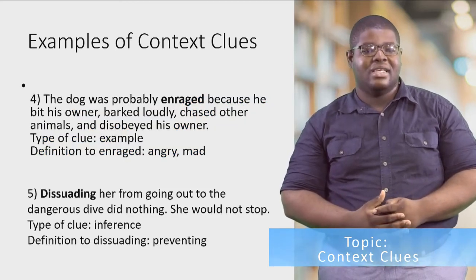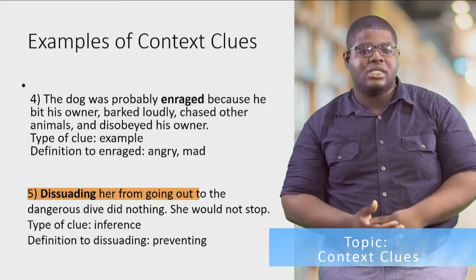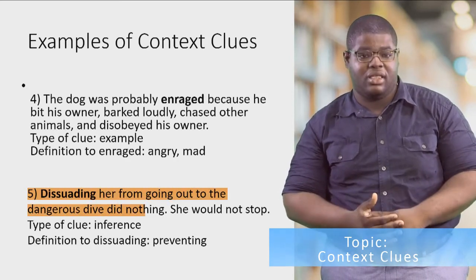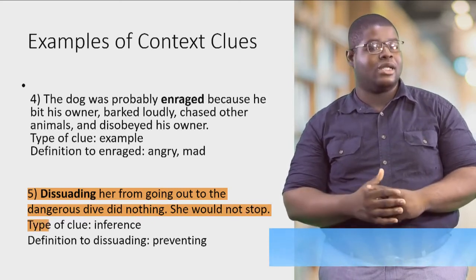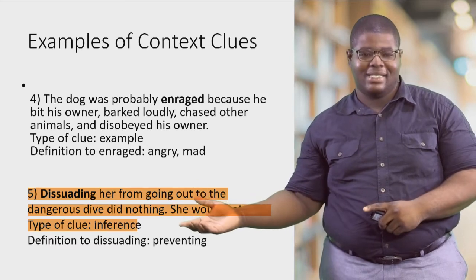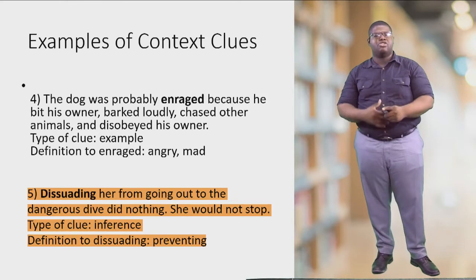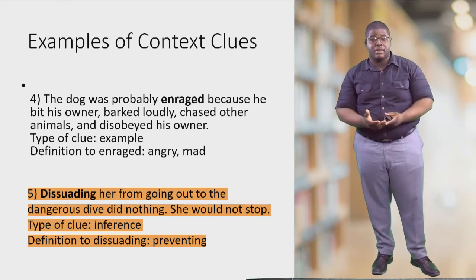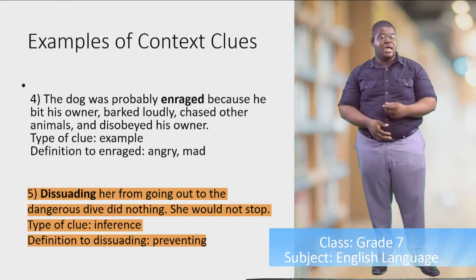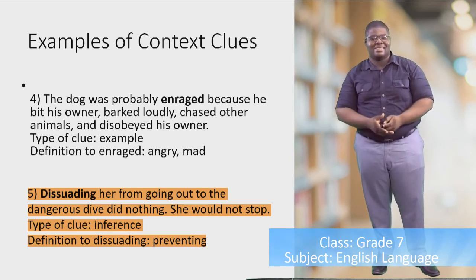Number 5. Dissuading her from going out to the dangerous dive did nothing. She would not stop. Type of context clue: inference. Definition to dissuading: preventing. So they tried preventing her from going out, but what? That didn't do anything. She continued. You know, like some of us, people can try to persuade us not to do something, but we still go ahead and do it. Yes.